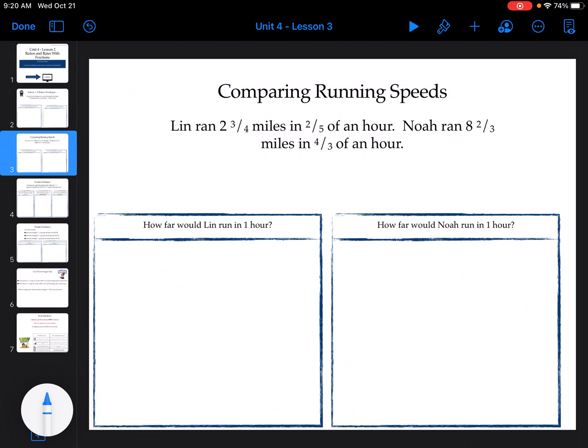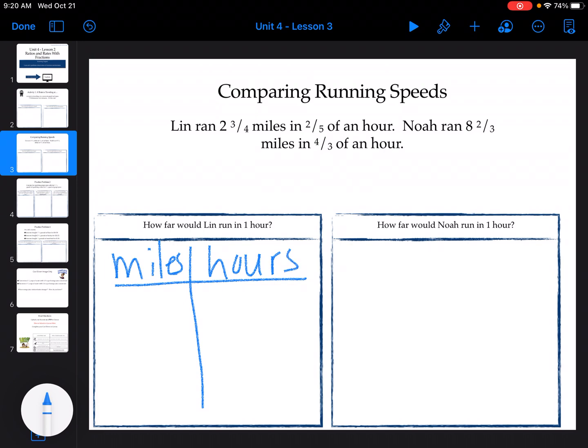Comparing running speeds. Lynn ran 2 3/4 miles in 2/5 of an hour, and Noah ran 8 2/3 miles in 4/3 of an hour. How far would Lynn run in 1 hour? Okay, so I have miles and hours. I know I have 2 3/4 miles in 2/5 of an hour, and I want to figure out what it's going to be in 1 hour.